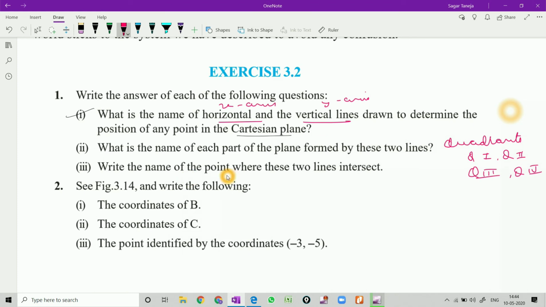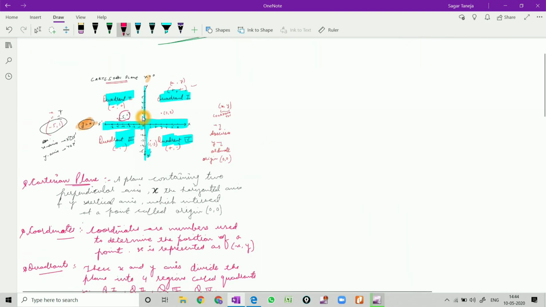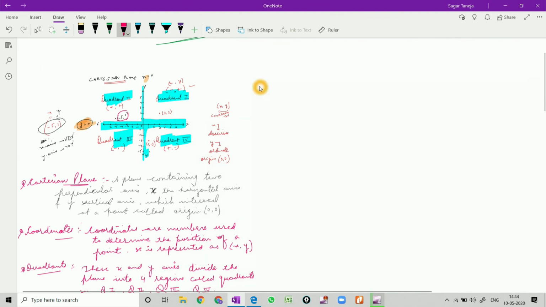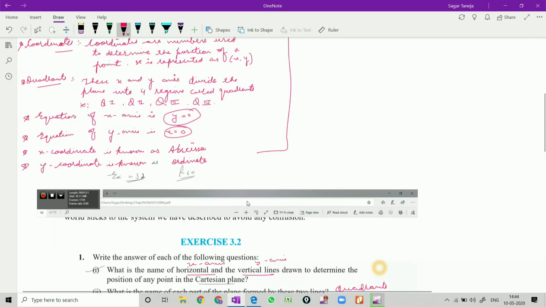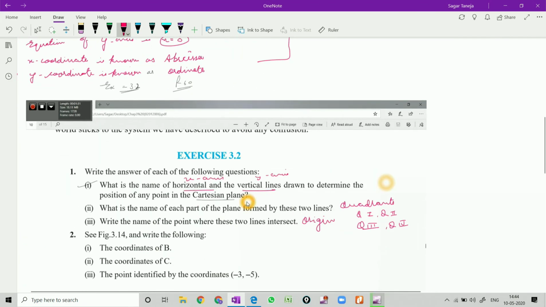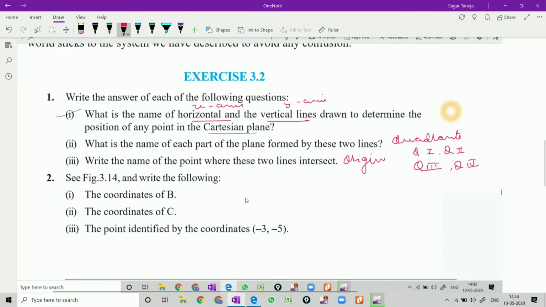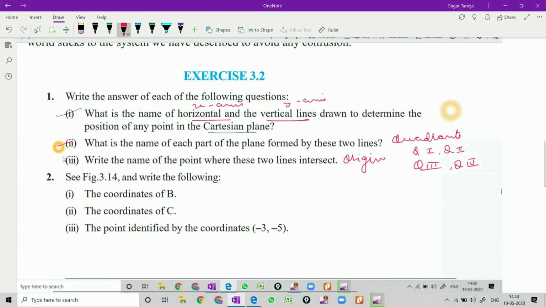Write the name of the point where these two lines intersect. Yes, origin. These two lines intersect at the origin. I have told you, the moment you understand what I have taught here in this Cartesian plane, and once you read this definition, you will be able to do the whole chapter and all the exercises. After this, these three parts we have done.